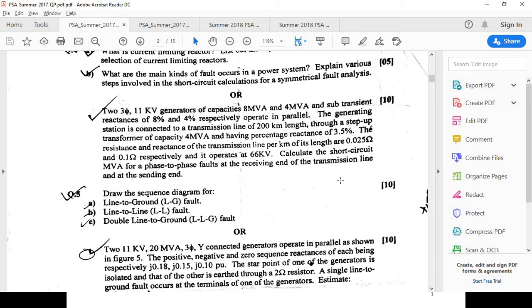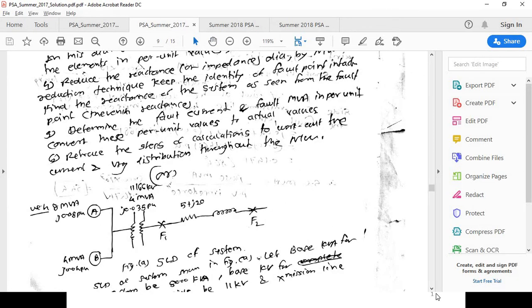and calculate the short circuit MVA for a fault at the receiving end of the transmission line and at the sending end. So you have to calculate the short circuit MVA. That means here we are considering the example of a symmetrical fault, and hence this is the numerical which will be considered under symmetrical fault analysis. So we'll try to solve the numerical.